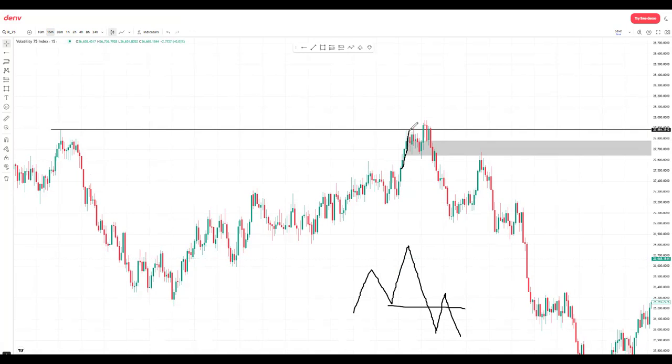The market went up, came back down. This is where they penetrated the resistance, and then they pushed the market all the way down. They went up to test. Now it's a sell.